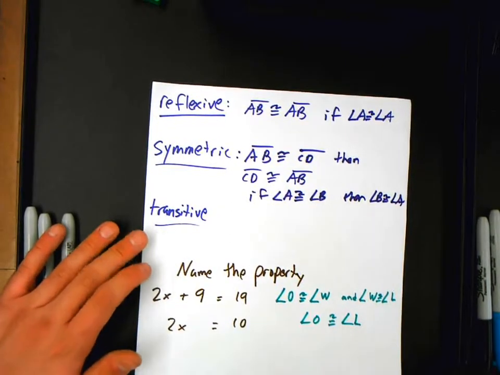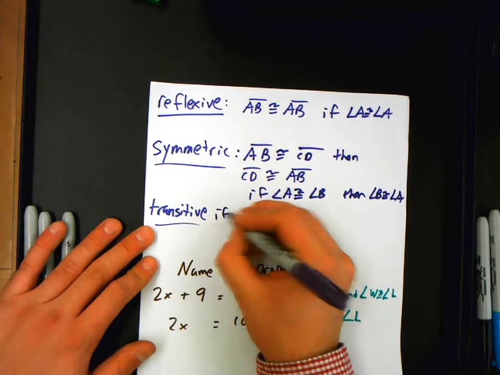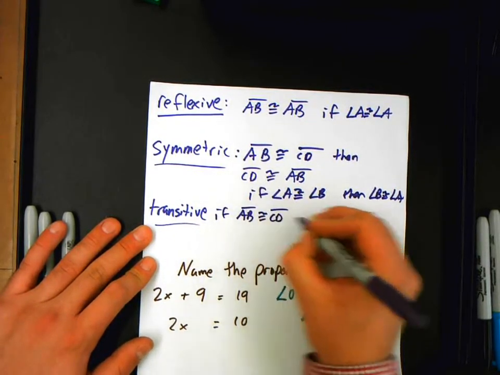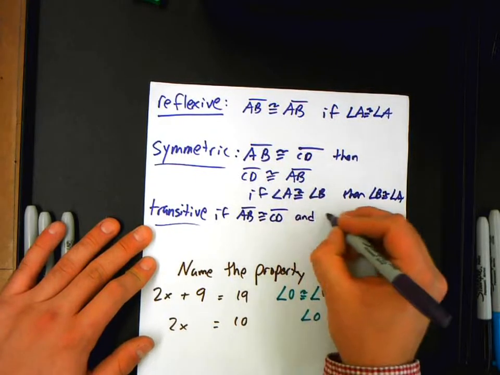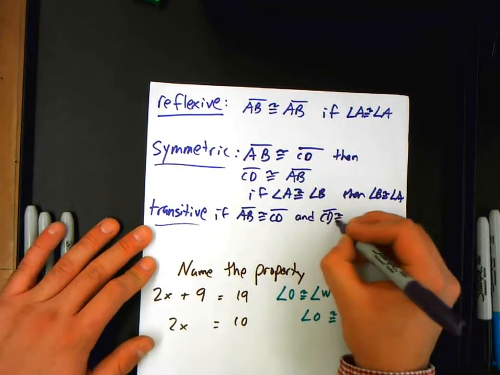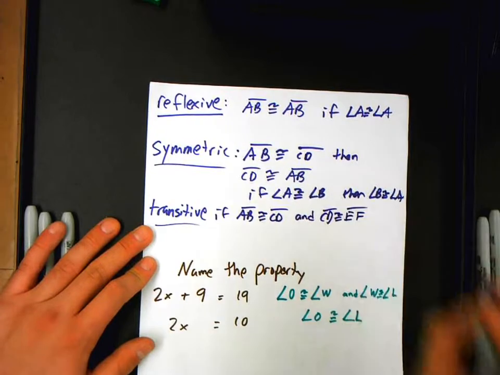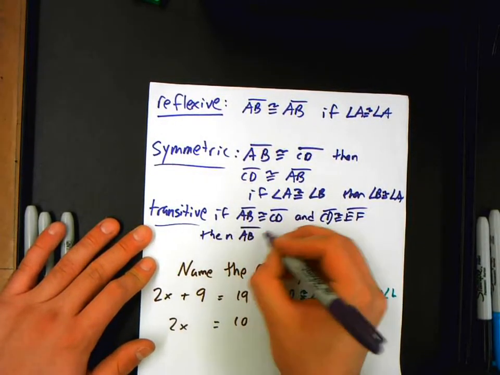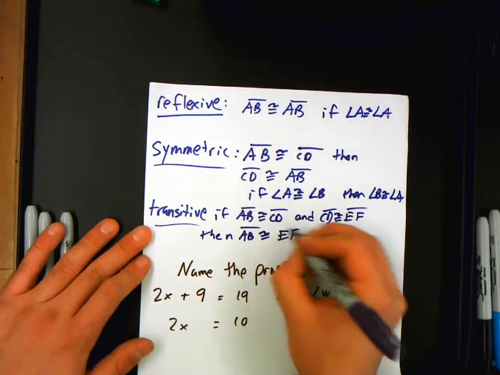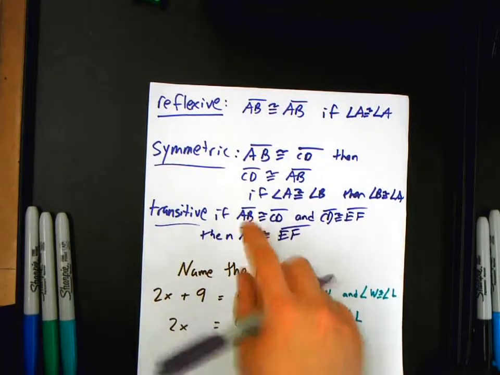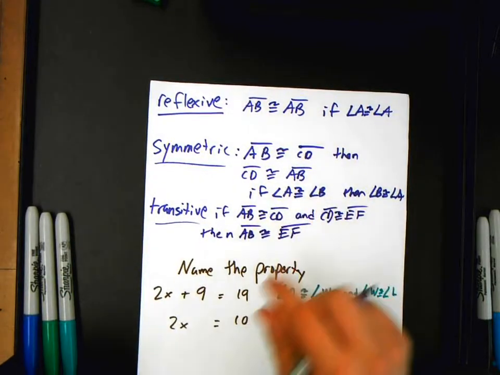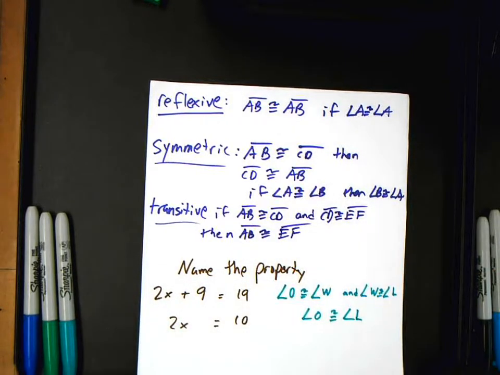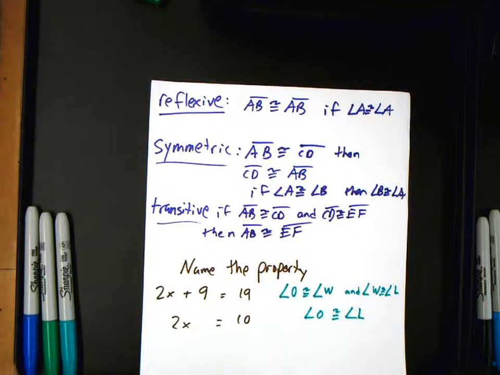Transitive property is just like law of syllogism. So if, let's say, AB is congruent to CD and CD is congruent to EF, then AB is congruent to EF. And the same can happen to angles. If you have angle A equal to B, then angle B equal to C, then that means angle A is equal to C. But I'm running out of room, so I'm not going to write that down.